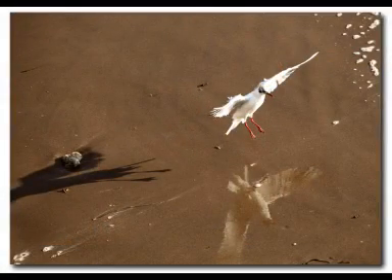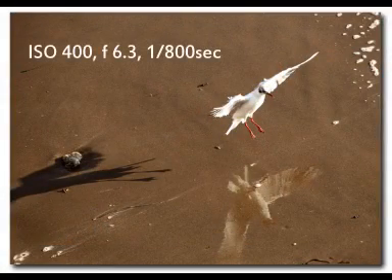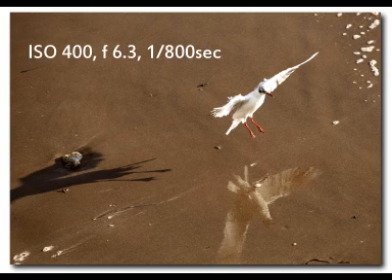Now, this image was taken down on the southwest coast of England in Devon, and it's one of a seagull. Now, there wasn't a cloud in the sky on the day. I used ISO 400, it was f6.3 at 1/800th of a second to freeze the motion of the seagull as it landed on the sand. And you can see there's a pretty well-defined shadow.